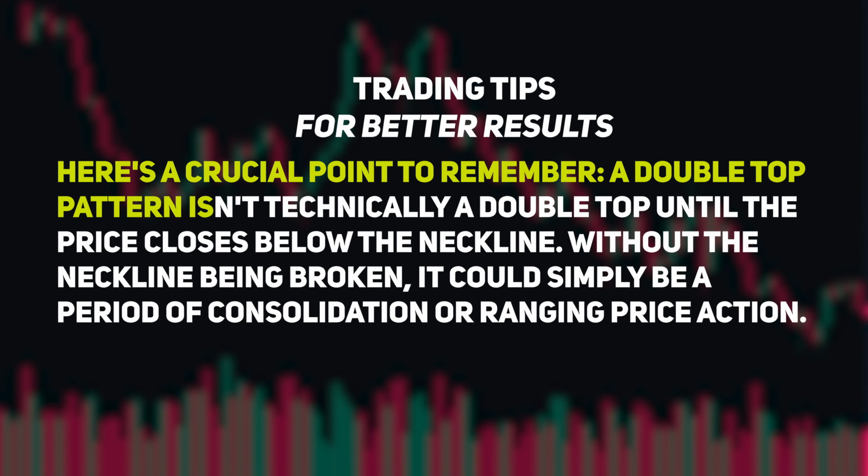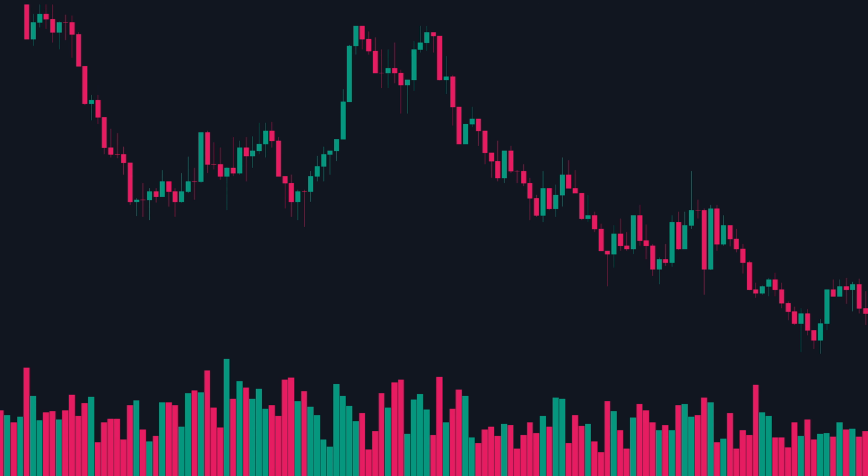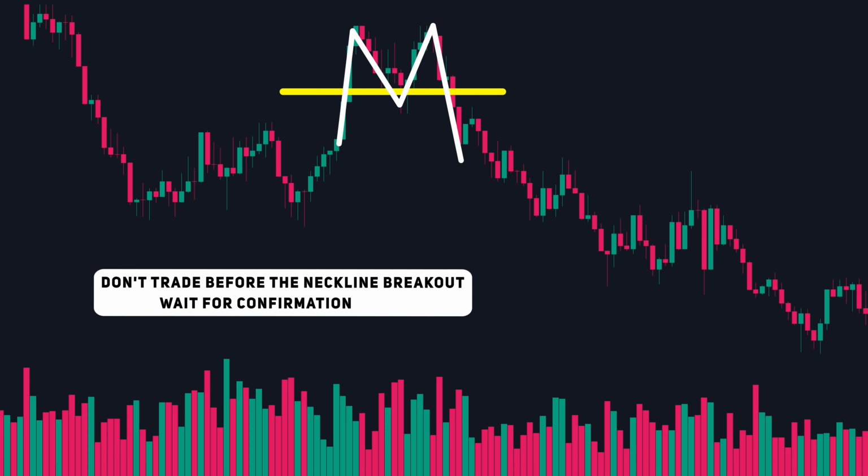A double top pattern isn't technically a double top until the price closes below the neckline. Without the neckline being broken, it could simply be a period of consolidation or ranging price action. The key takeaway is that a double top isn't considered complete until the market closes below the neckline. Attempting to enter a trade before this confirmation can lead to trouble. One of the most critical aspects of trading a double top is to avoid entering the trade before confirmation. Wait for the support level to be convincingly broken, typically with an increase in trading volume.